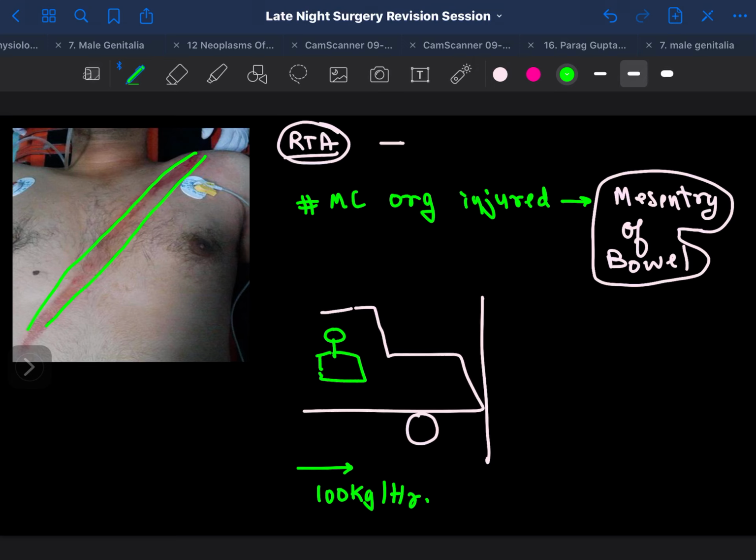Okay, now what is happening? There's a person who is sitting inside over here, and this person was also moving at 100 kilometers per hour. But even he comes to a standstill along with the car. Why? Because when the car comes to a standstill, this particular person tends to go forward, but because he has worn the seat belt, it restricts the movement of the person, and the person also comes to a standstill.